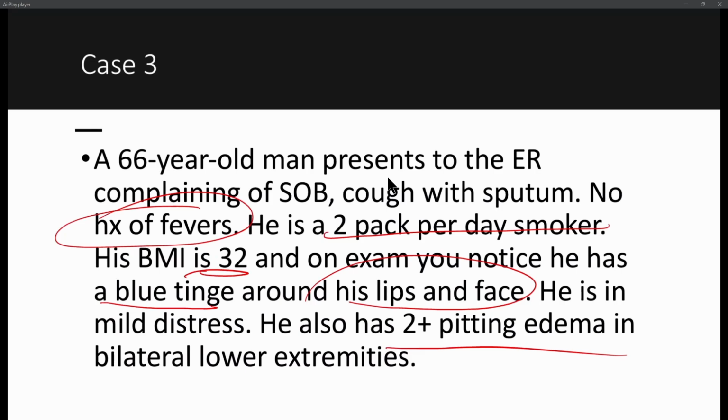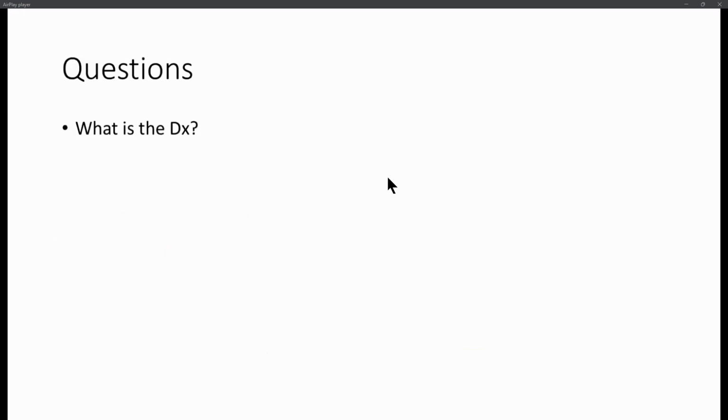So what are some key things here leading you to where you think this case is going? So we have a breathing problem. He's got smoking. He's got a cough with production. Blue tinge around his lips and face. What does that mean if they're blue there? Hypoxic. Also has swelling in the extremities. So what do you think this one is? This is your chronic bronchitis.